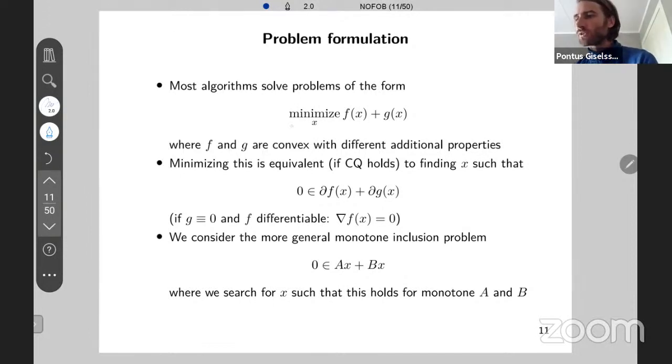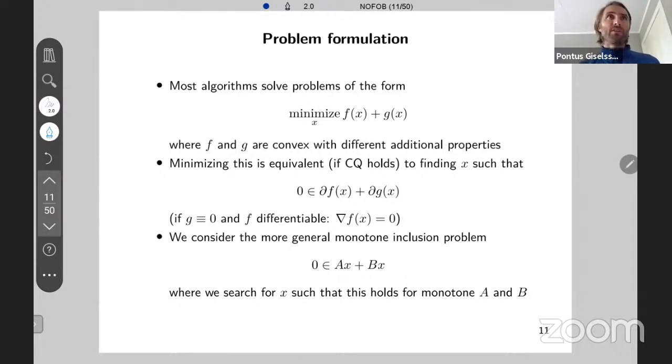So often these first order optimization methods like the proximal gradient method and ADMM and Chambolle-Pock and so on can solve problems of this form where we minimize f plus g. And in this talk, we assume that f and g are convex, and then they can have additional different properties than being just convex. And the reason why in this context we divide them into two terms is that we treat the two functions differently and individually in the algorithms that solve these problems.